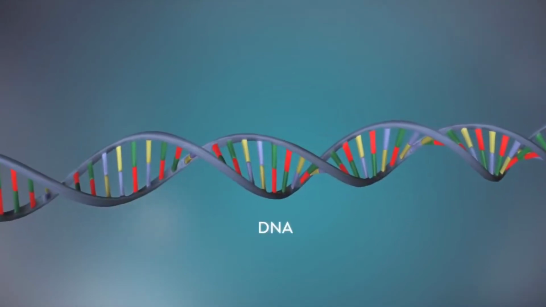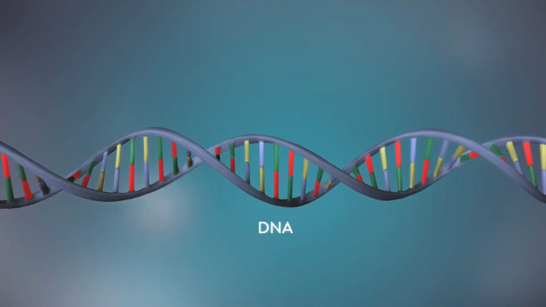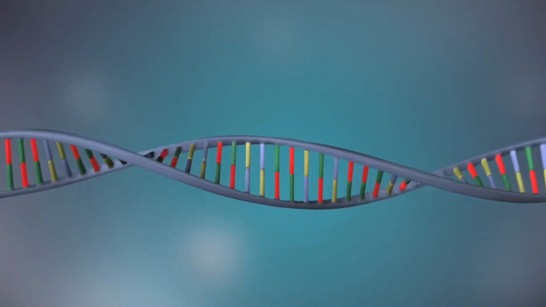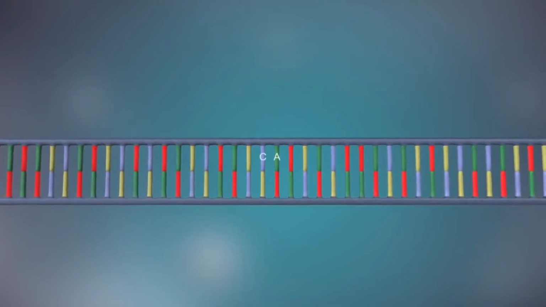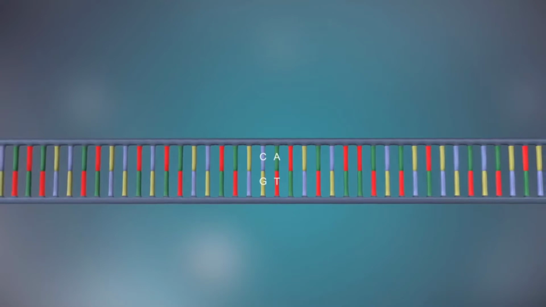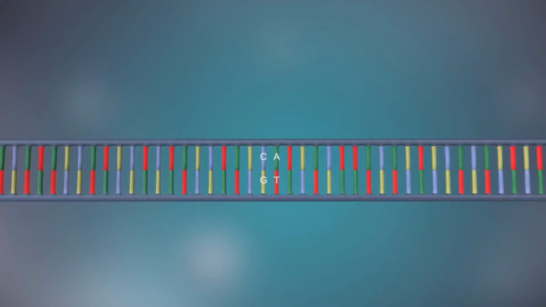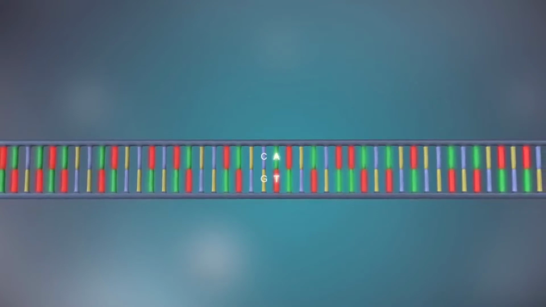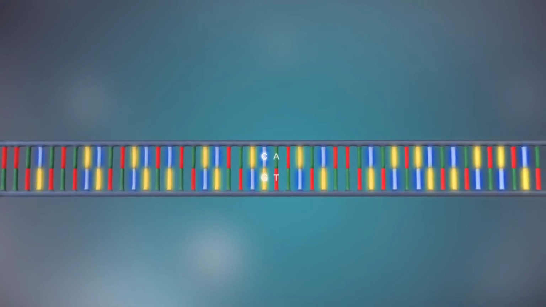DNA is a molecule made up of two strands twisted around each other in a double helix shape. Each strand is made up of a sequence of four chemical bases represented by letters A, C, G, and T. The two strands are complementary. This means wherever there is a T in one strand, there will be an A in the opposite strand. Wherever there is a C, there will be a G in the other strand.